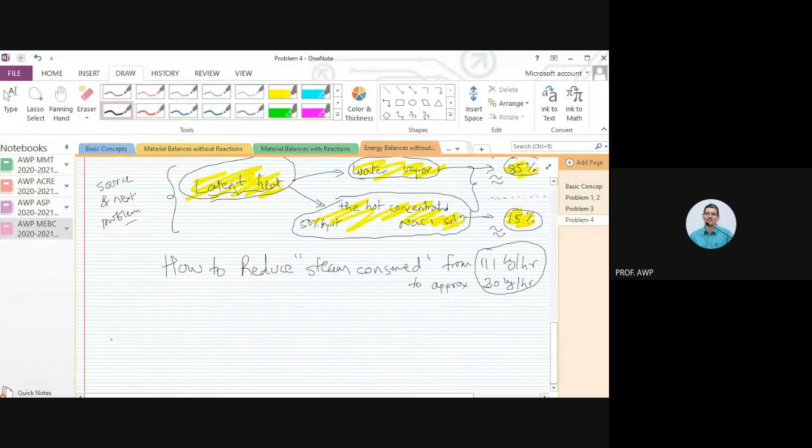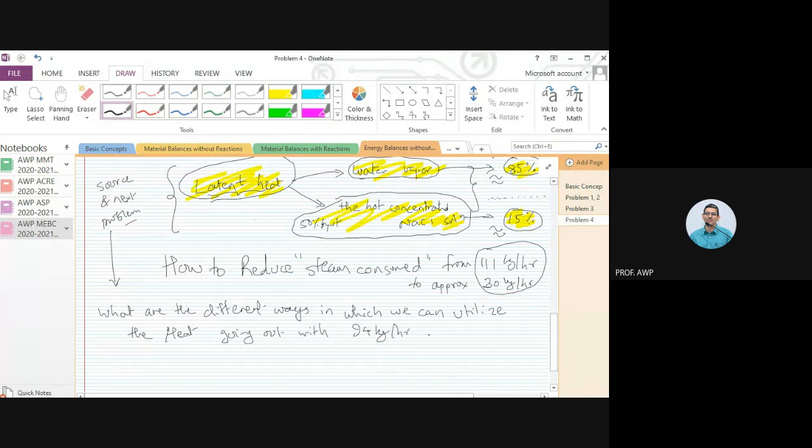Right. So that's our next problem. What are the different ways in which we can utilize the enthalpy or heat going out with 94 kg per hour of water vapor at 111 or whatever, 108 degrees centigrade?